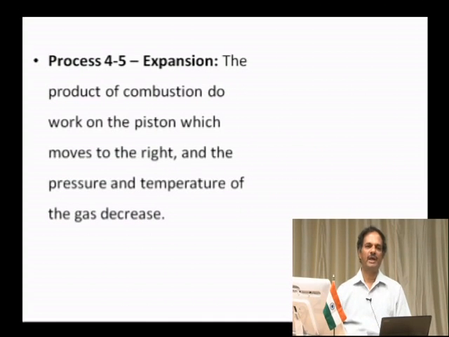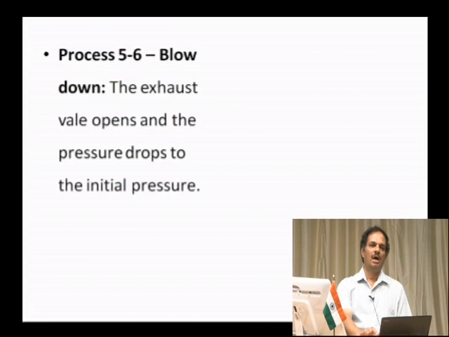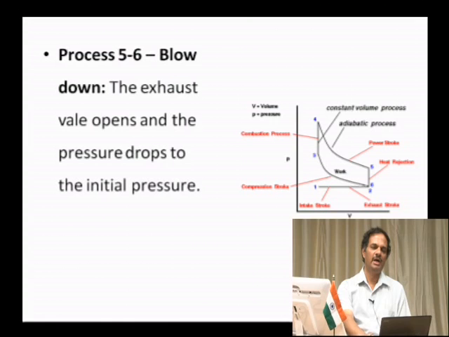Then the expansion process, the products of combustion do work on the piston which moves to the right, and the pressure and temperature of the gas decrease. Here work or power is produced during this stroke. So, in expansion, both pressure and temperature decrease. Then the exhaust valve opens, next process 5-6, the blow down process, where the exhaust valve opens and the pressure drops to the initial pressure, that you can see in the PV diagram, constant volume heat rejection.